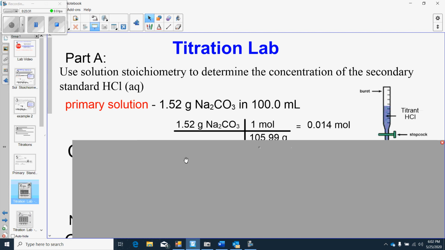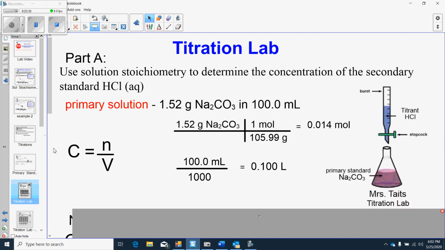No, I'm just going to show you. This is how you find concentration. You need to know 2 things. You need to know the moles of solute and the volume of solution. Well, we know the grams of solute, not the moles. So our first step is to take the grams of sodium carbonate, using its molar mass, converting it into moles.